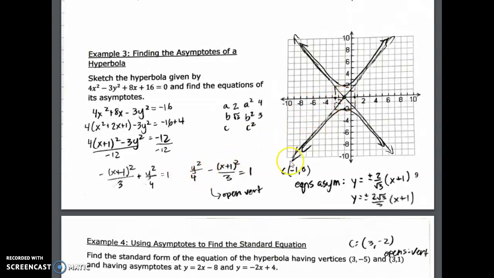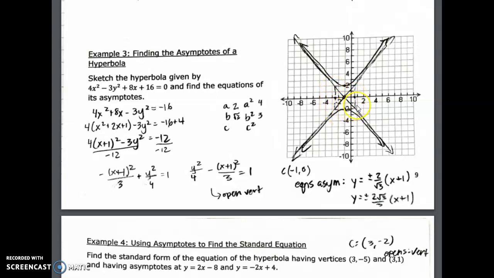My a squared is 4, which means my a value has to be 2, and because it's under my y's, I'm counting from my center point up and down 2. And my b value is the square root of 3, so I'm kind of estimating as best I can what the square root of 3 is.